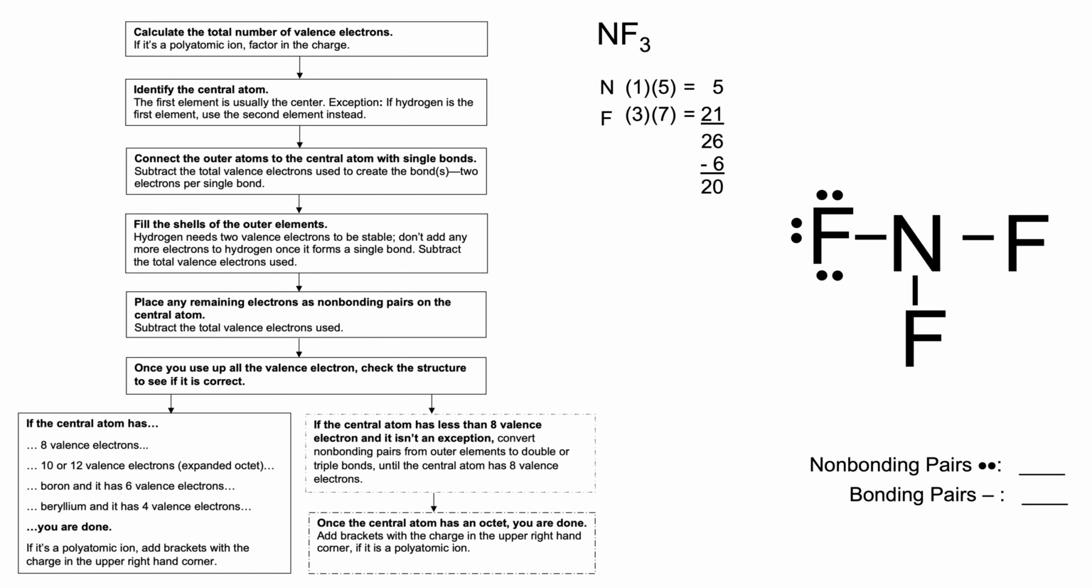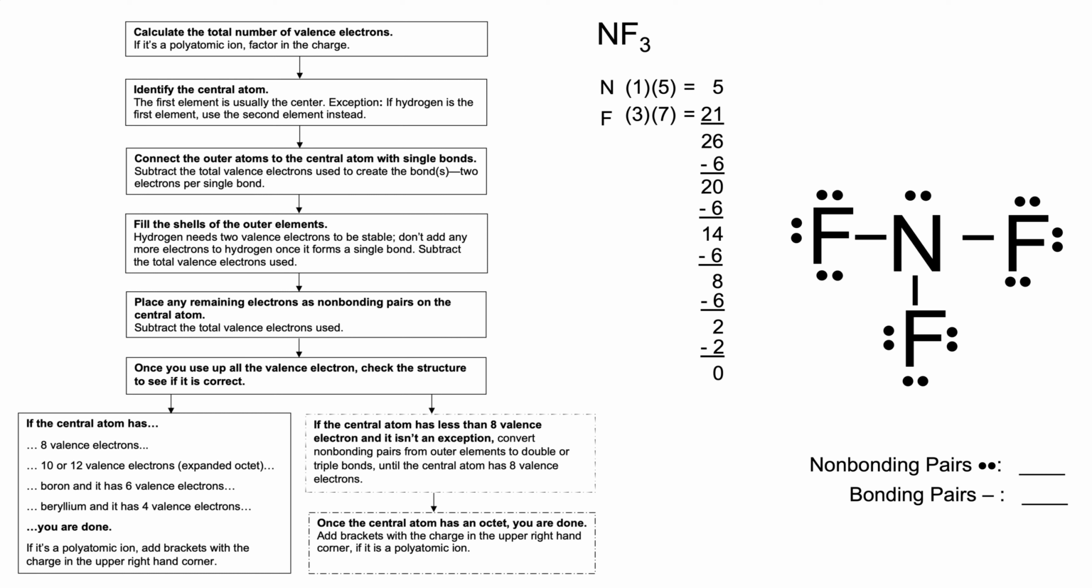one. So as I'm adding those non-bonding pairs on each outer atom, I'm subtracting, and that's a key thing. You want to make sure you're keeping a good track of how many valence electrons you're using up. So at this point, I filled the shells of all of the outer elements, and now I have 2 electrons left over. I'm going to place those 2 remaining electrons as a non-bonding pair on that central atom, and now I've reached 0. So now that I've reached 0, I check the central atom.